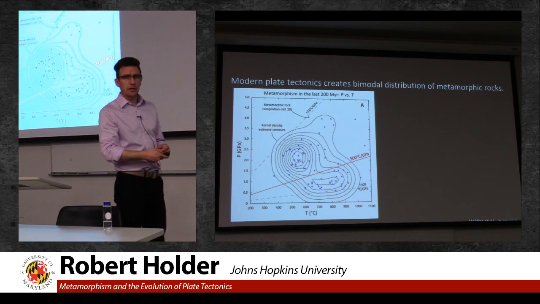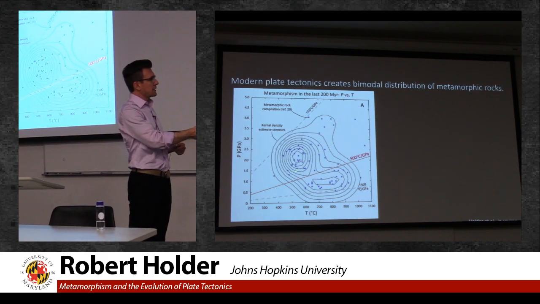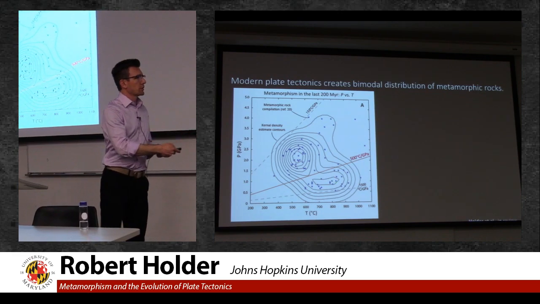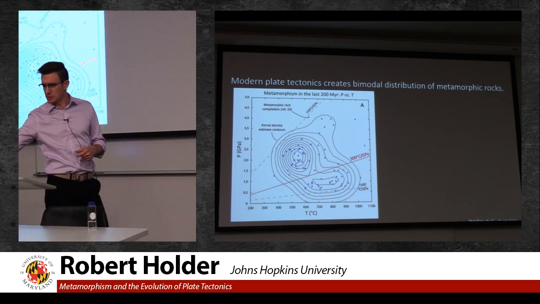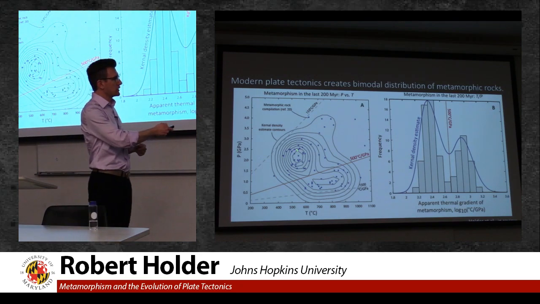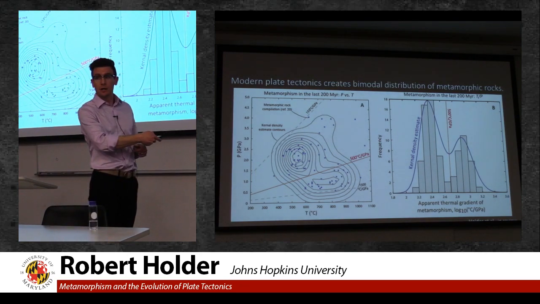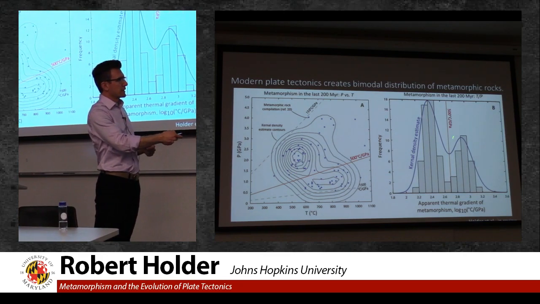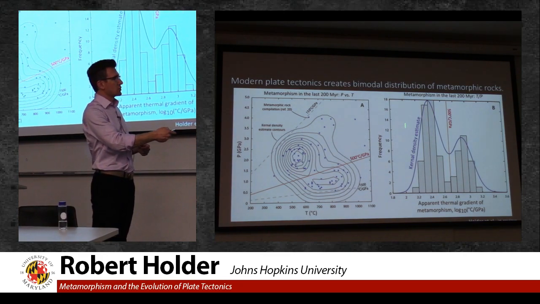And we can see that they're not evenly distributed. There's a cluster of data that's distributed at relatively high pressure and slightly lower temperature. And then there's a cluster of data that's centered around at higher temperatures but much lower pressures. And if we just take the thermobaric ratios of each of these, so just divide the pressure by temperature to get some apparent thermal gradient, this is what the distribution looks like. And we see that nice bimodal distribution.